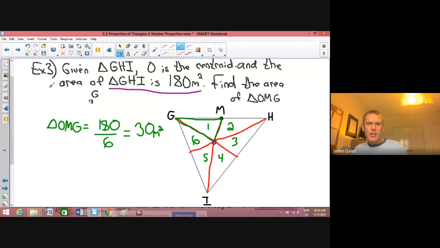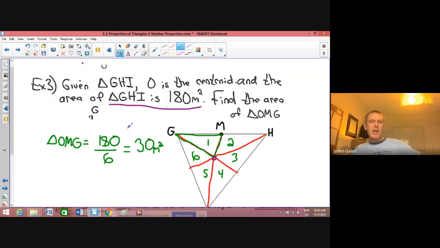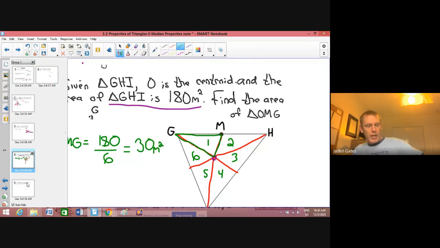All right, now that's using up property number 1. And again, we already did property number 2 about how all the medians meet at the centroid. So we've worked on that too. All right, but now we're going to look at some of the lengths. All right, I have a question.